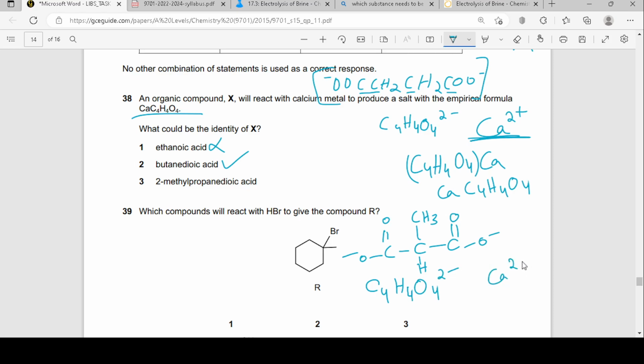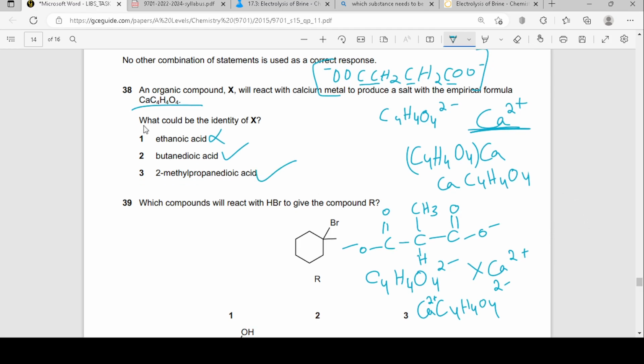And so it's reacting with Ca2+, and then that gives you C4H4O4 and CaC4H4O4, right? So Ca2+ and C4H4O4 2-. That's the ionic compound you get. So that means this is also correct because it's the same, CaC4H4O4.